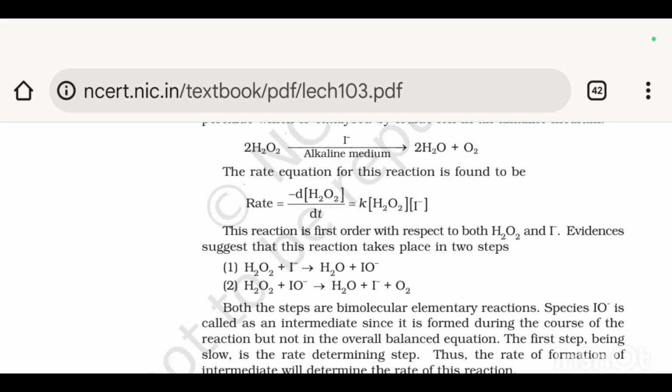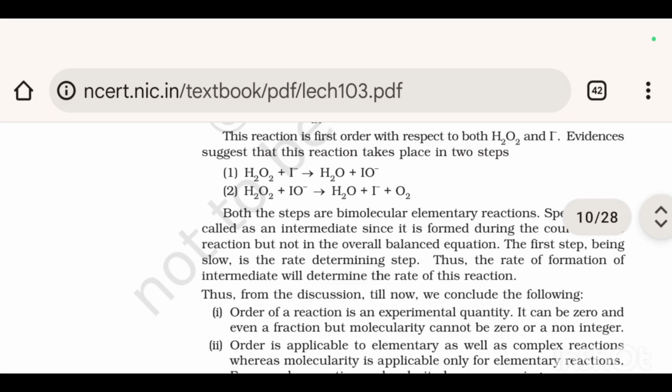Evidence suggests that the reaction takes place in two steps. H2O2 plus I minus gives us H2O plus IO minus, and H2O2 plus IO minus gives us H2O plus I minus plus O2. Both the steps are bimolecular elementary reactions. Species IO minus is called an intermediate since it is formed during the course of the reaction but does not appear in the overall balanced equation. The first step being slow is the rate determining step. Thus, the rate of formation of intermediate will determine the rate of this reaction.